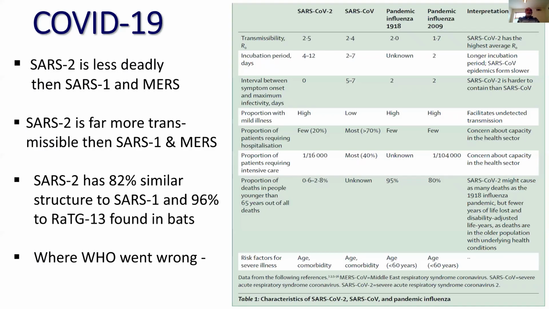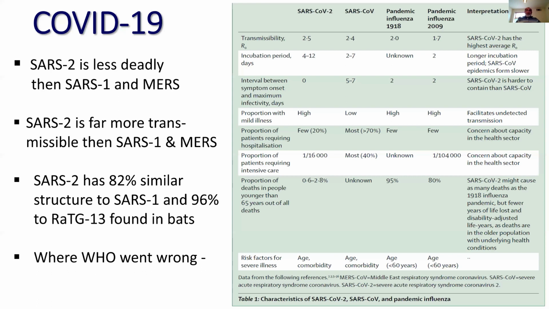SARS-2 is less deadly as compared to SARS-1 and MERS. Why did it spread so rapidly and become a pandemic when we compare to SARS-1 and MERS? The reason being that many people are asymptomatic and the incubation period is longer as compared to SARS-1 and MERS. So this person is infectious, shedding the virus, and still has no symptoms. That's why we recommend that people, even if they are asymptomatic, should wear a mask to protect themselves as well as other fellows. This virus has 82% similarity to SARS-1 and 96% to the bat virus. That's why people suggest that it came from the bats. And that's where the WHO went wrong.